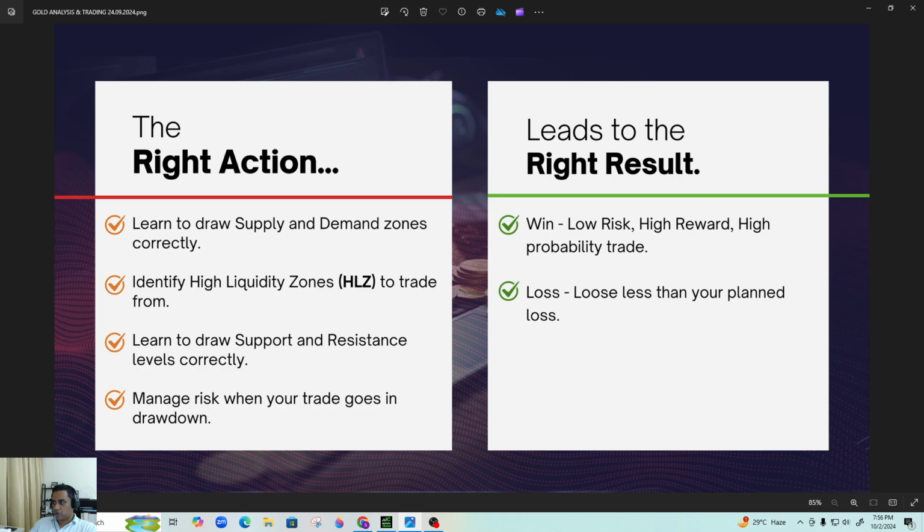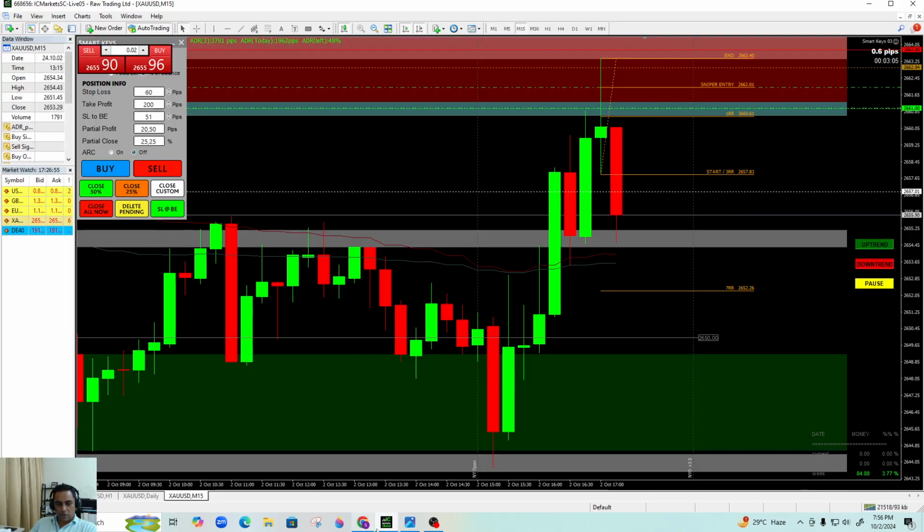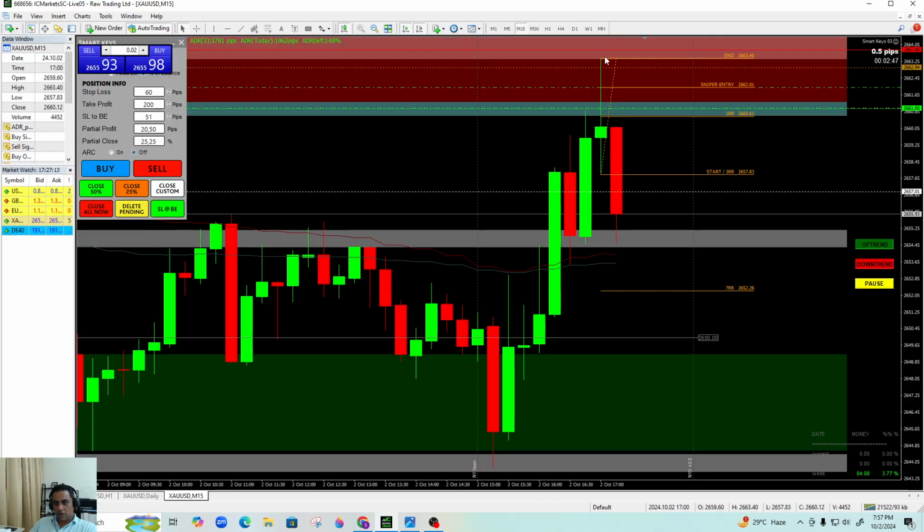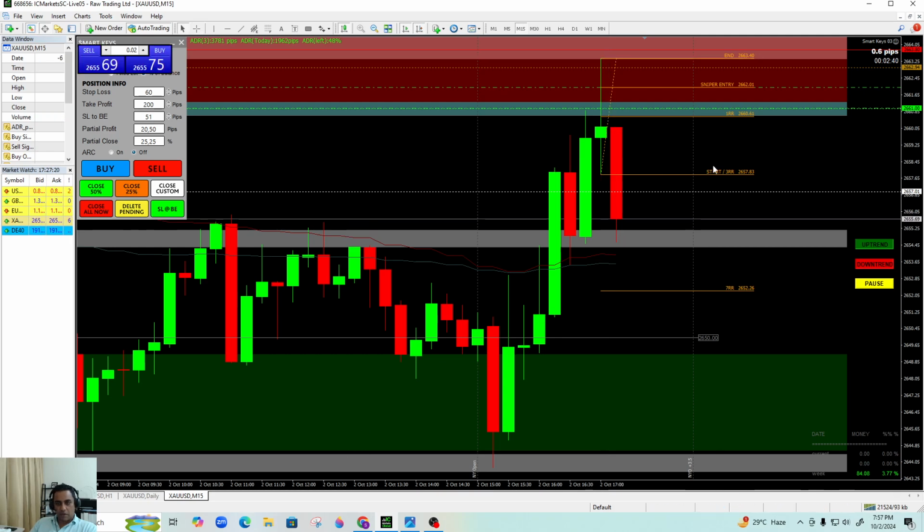This is the purpose. This is what I'm here to talk about. The right action. Learn to draw supply demand zones correctly, identify high liquidity zones, HLZ, to trade from. And that's exactly what we did today. We identified a high liquidity zone here, and in it the light red box, and that's exactly where price tapped and dropped 88 pips. Okay, so that's what we are doing.